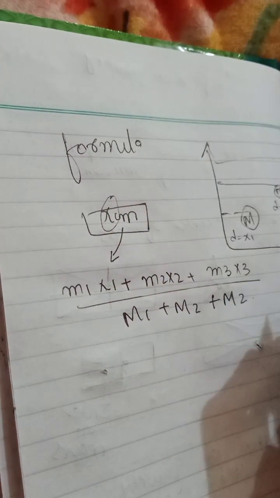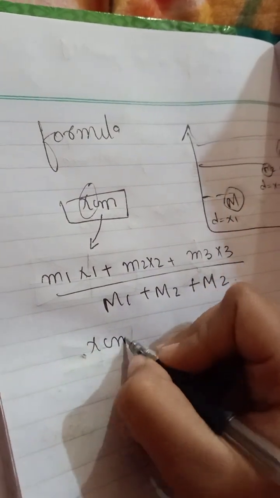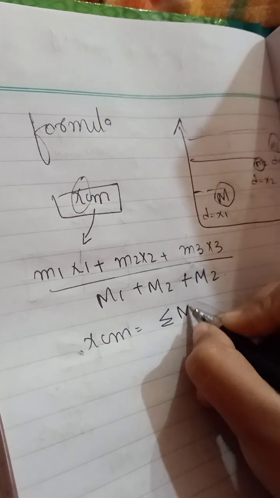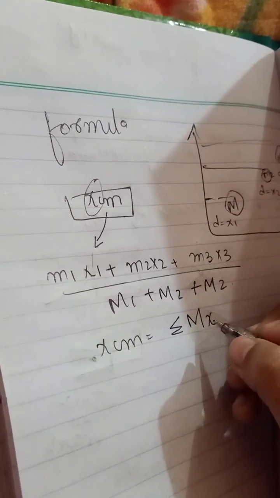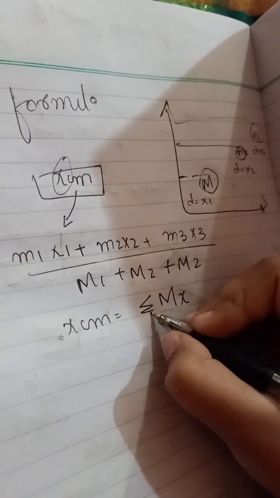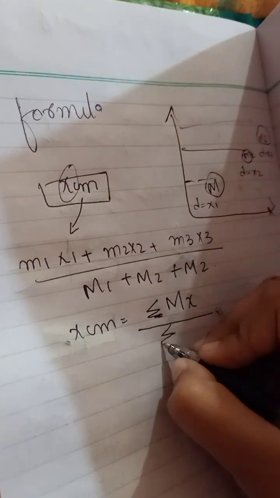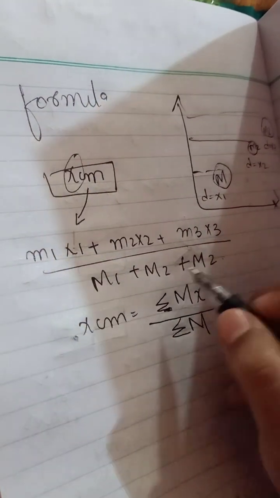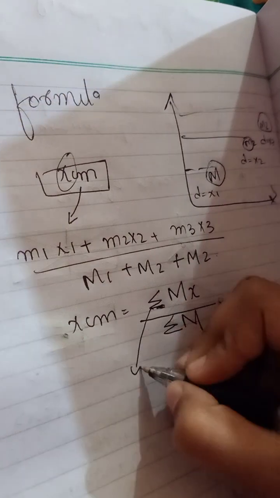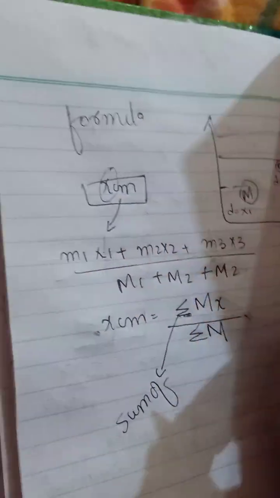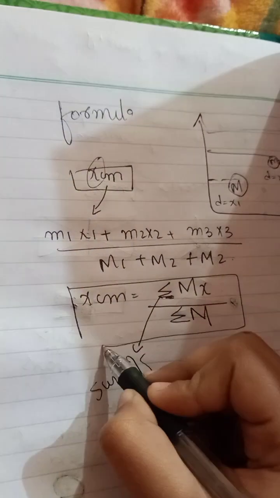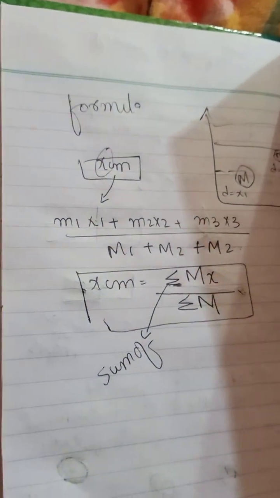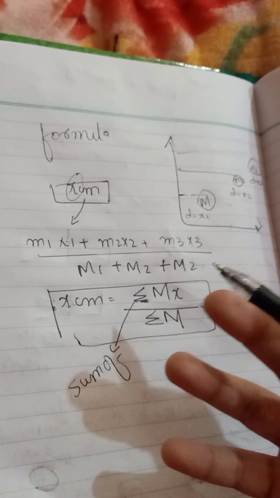So here you can see that xcm is equal to the sum of all the mass-distance products, divided by the sum of all the masses. This is the formula through which you can easily find the center of mass. So this was about today's lecture. We have discussed center of mass, center of gravity, and the formula for how to calculate the center of mass.